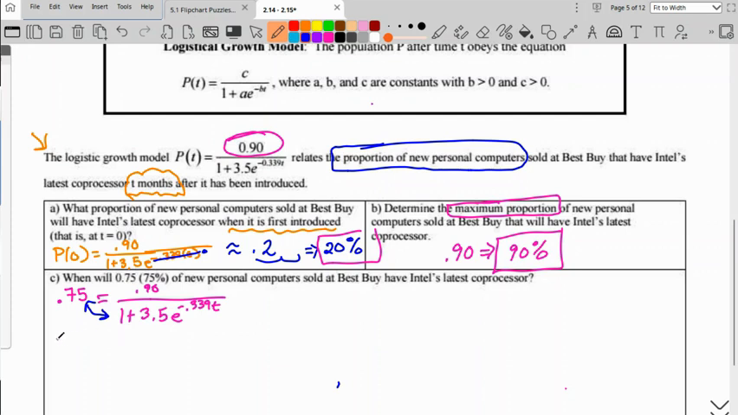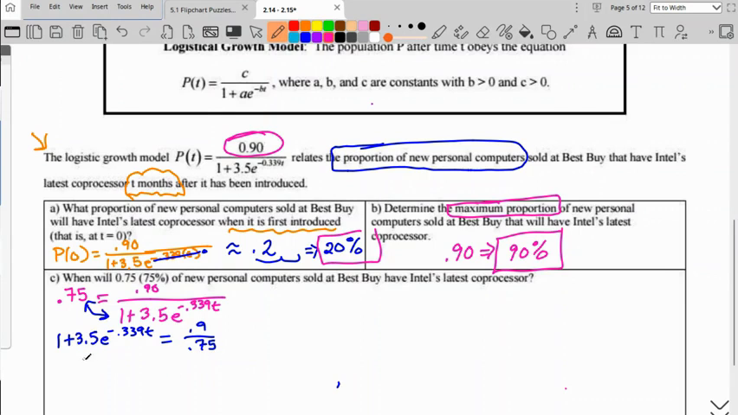I'm just going to go ahead and write it as 1 plus 3.5 times e to the negative 0.339t equals 0.9 over 0.75. All right, let's keep going. We want to solve for t. What should I do next? Subtract 1 from both sides.